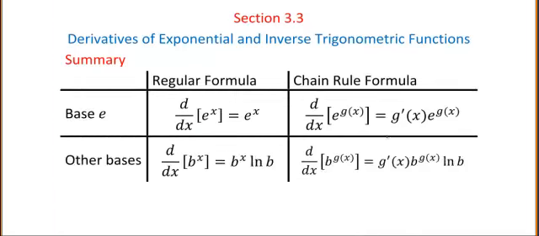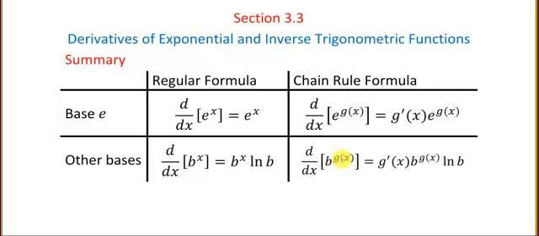There is maybe a summary sheet. If we have the special base e, the derivative of e to the x is e to the x. It's its own derivative. The derivative of e to the g of x, we could think of this as the chain rule formula, is the derivative of the exponent times the original function e to the g of x. When the base is not e, we just have to remember to multiply by the natural log of the base. So the formulas otherwise are the same. The derivative of b to the x is b to the x times the natural log of b.